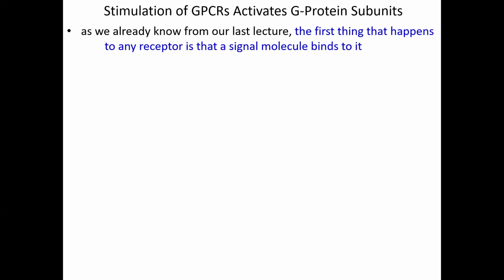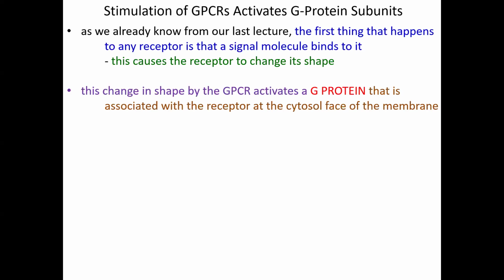So as we already know from Monday's lecture, the first thing that happens to any receptor when a signaling molecule binds to it is there's a conformational change. The signaling molecule binds to the receptor, changes its shape to accommodate that binding, and that causes a conformational change in the receptor. In the case of a G protein coupled receptor, this conformational change, which occurs because the signaling molecule was bound, activates the associated G protein. This is why these are called G protein coupled receptors. They're receptors that are coupled to a separate G protein. And the G protein is activated when the signaling molecule binds to the receptor and the receptor changes shape.